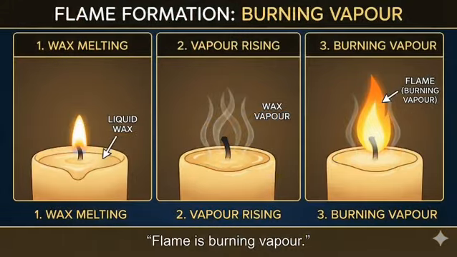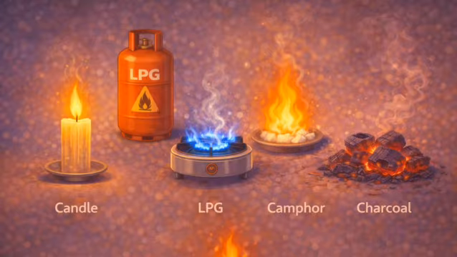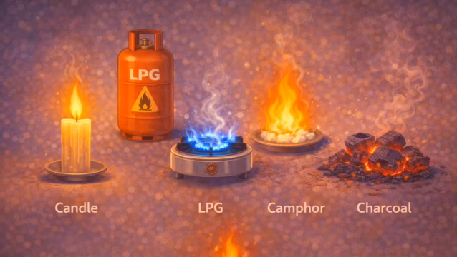Flame and its structure. A flame is a zone of burning vapors. Substances that vaporize on heating produce a flame. Examples: candle, LPG, camphor. Charcoal does not produce a flame because it does not vaporize.